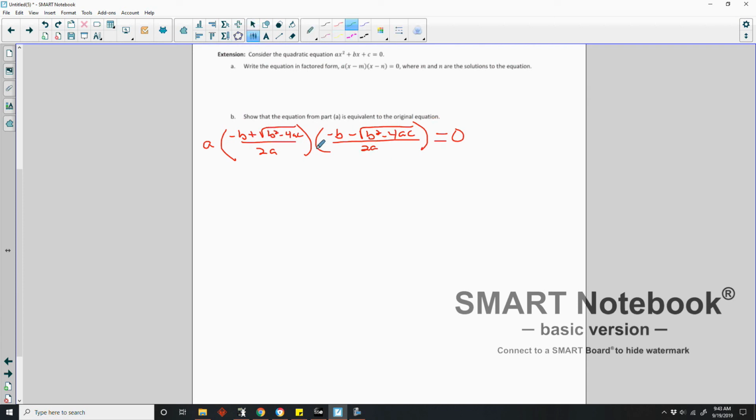So that's the first thing we want to do is write this. But I don't want the equals 0. All right, so what does that equal? That is going to equal a times, and now I need to FOIL this.